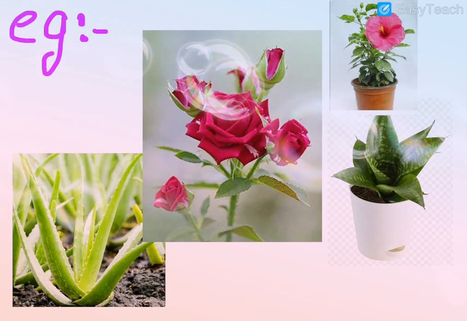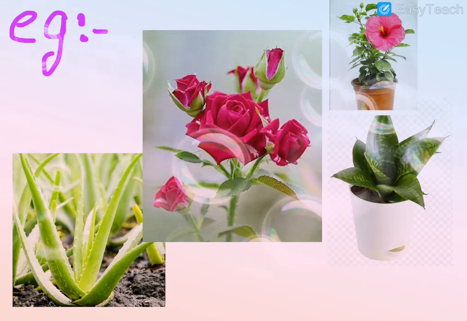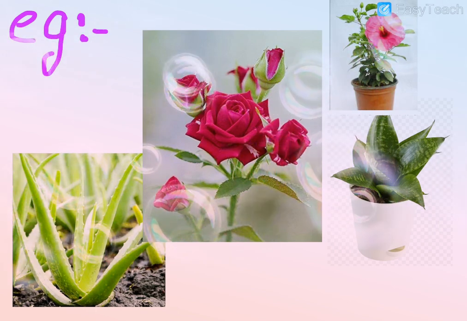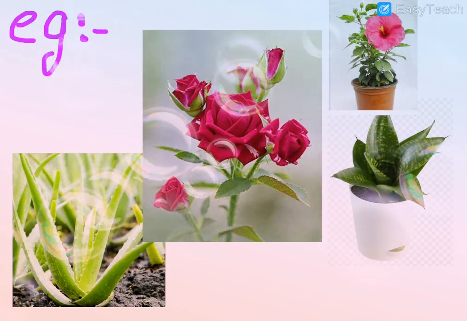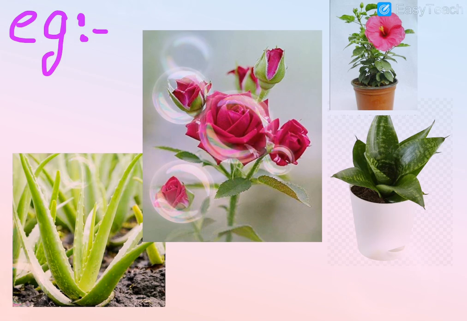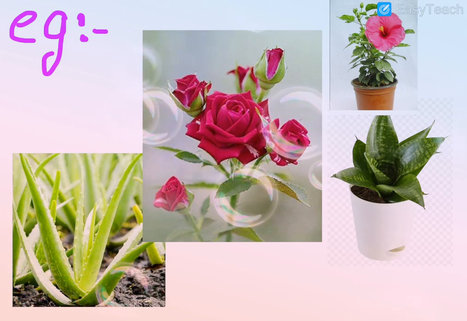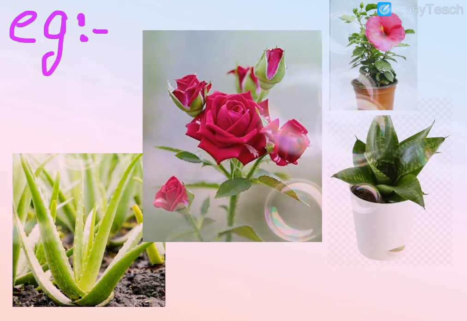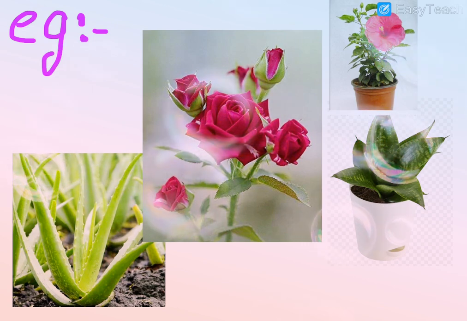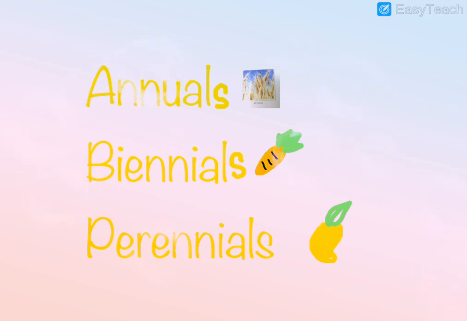So for flowering we have sunflower, marigold and jasmine also. So even many types are there. So this was very easy. Now moving on to the second type of classification of plants, which is based on their life cycle. So based on their life cycles we have annuals, biennials and perennials.